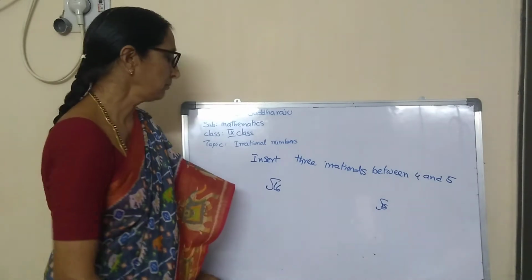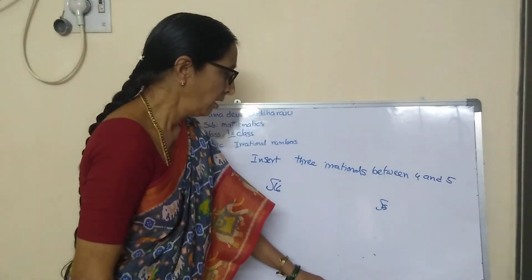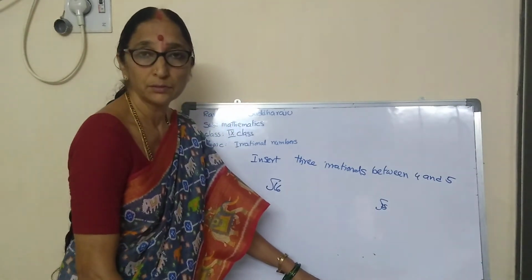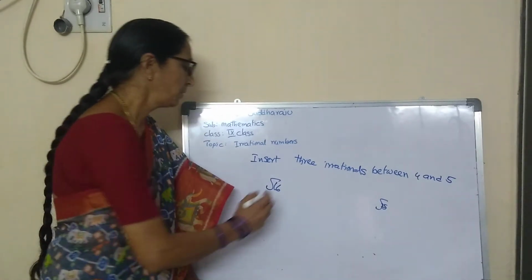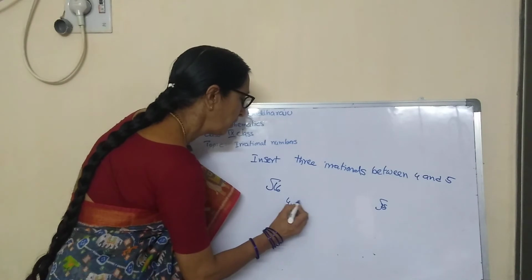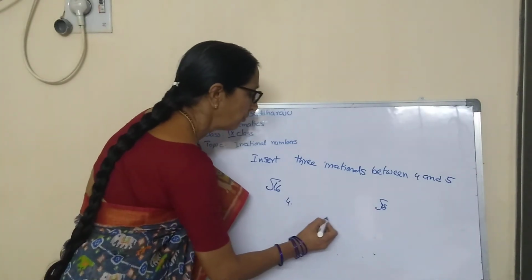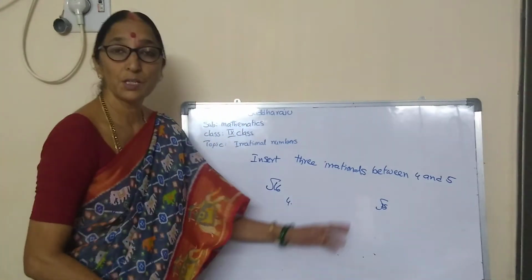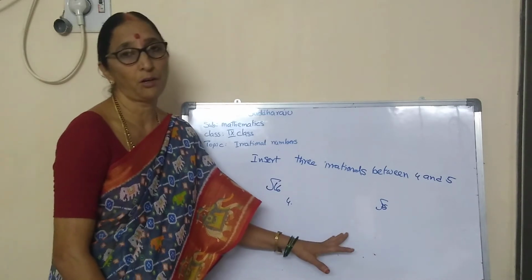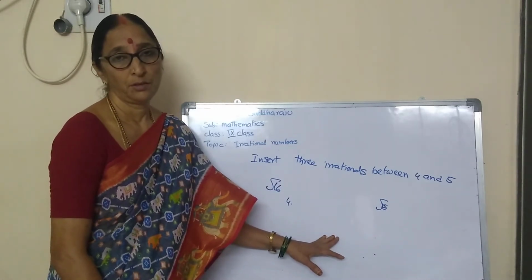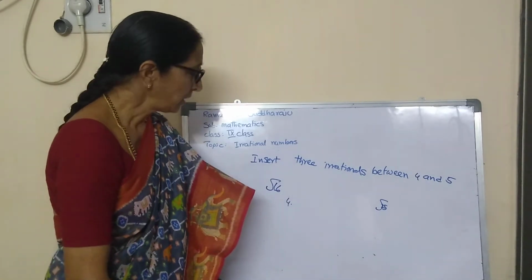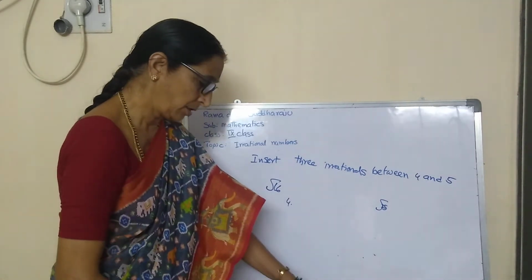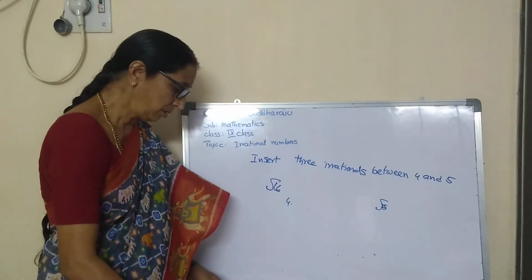So, in another method, that is decimal numbers. Decimal numbers means 4 point something, which is non-terminating, non-repeating. Can you write? Yes. Thus, you can write the irrational numbers.